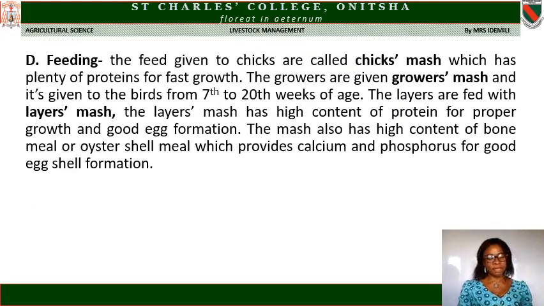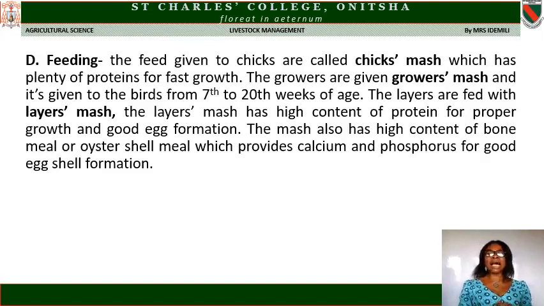Number D is feeding. The feed given to chicks are called chicks mash, which has plenty of proteins for fast growth. The growers are given growers mash, and it is given to the birds from the 7th to 20th weeks of age. Once you stop giving chick mash at the 6th week, you change over to growers mash from the 7th week until the 20th week. The layers are fed with layers mash.